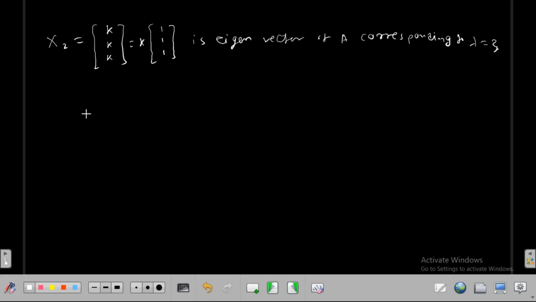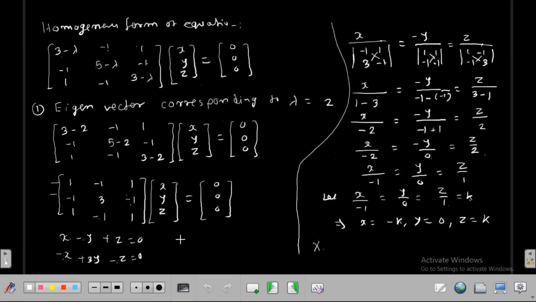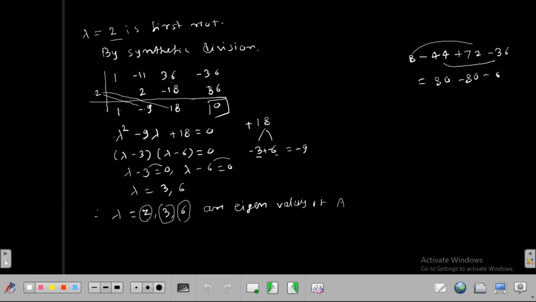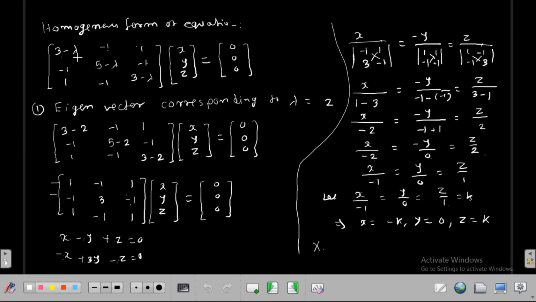Now the third vector, the eigenvector corresponding to lambda equal to the last eigenvalue, which is 6. Now replace this lambda by 6. So 3 minus 6, 5 minus 6, 3 minus 6, then minus 1, plus 1, minus 1.